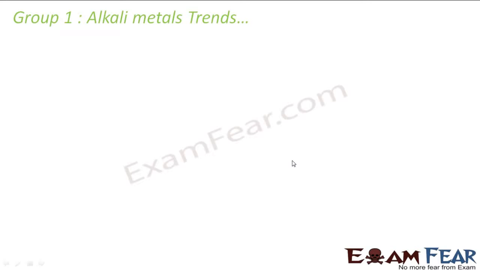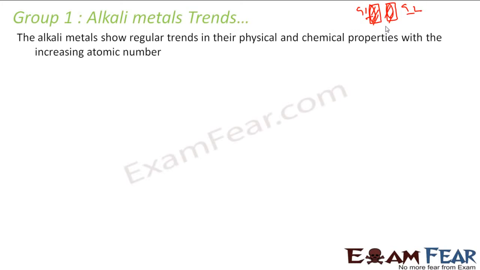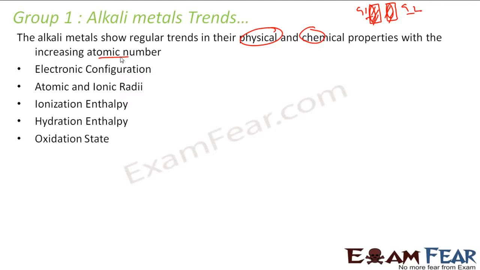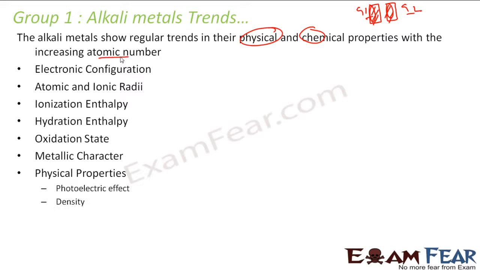Similarly, if you talk about group 1 and group 2, this is group 1 and this is group 2 elements. They also show definite trends. They show a regular trend in physical and chemical properties with increasing atomic number, and we'll discuss these trends in the following buckets: electronic configuration, atomic and ionic radius, ionization enthalpy, hydration enthalpy, oxidation state, metallic character, and physical properties. In physical properties, we discuss the photoelectric effect, density, melting and boiling point, and softness of the metal, and we'll also discuss chemical properties.